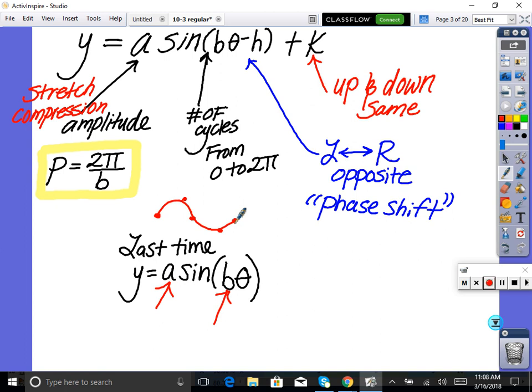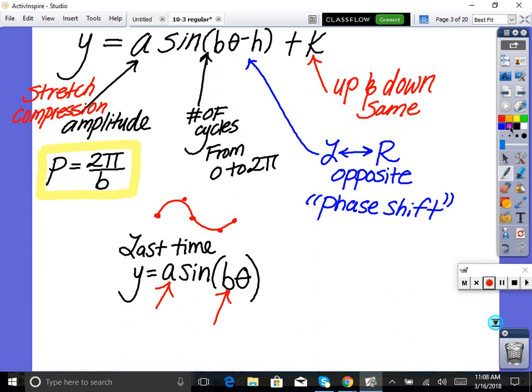We already know how to do sine and cosine. One more thing though. B is not a transformation. B does not affect the transformation at all. B just changes your period. B only changes your period.